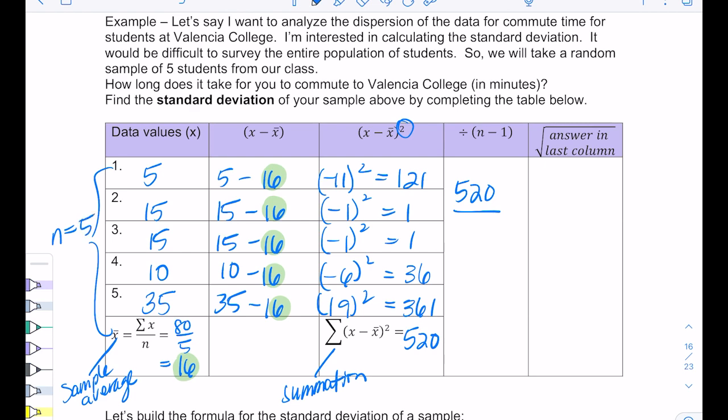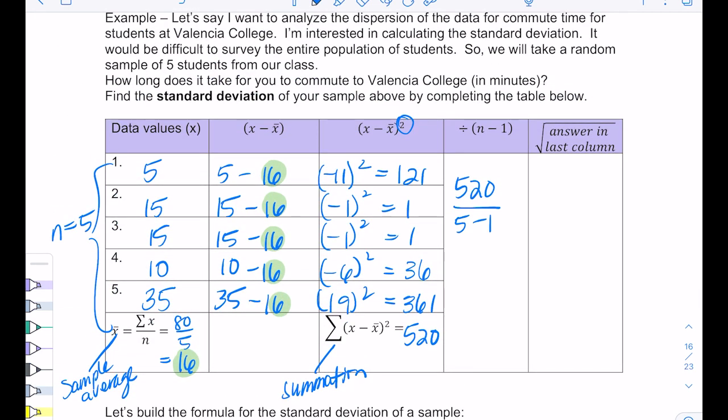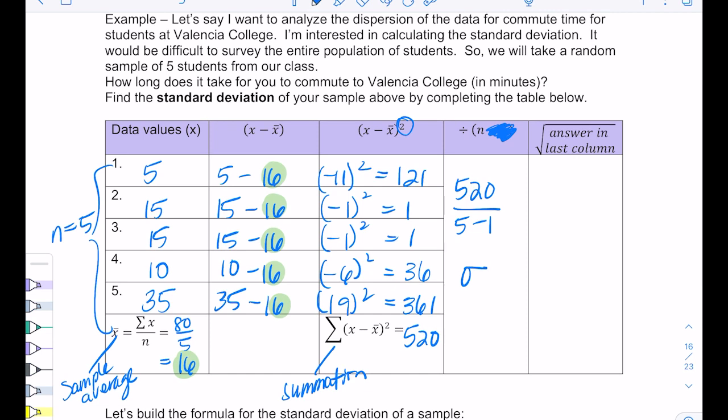So n is just 5. So we're going to divide by 5 minus 1. You're going to take 1 away because you're finding a sample standard deviation. If you were looking for a population standard deviation, you would divide by the number in the population, which would be 5. That would be if you were looking for the Greek symbol sigma, which is the population standard deviation. We're not doing that.